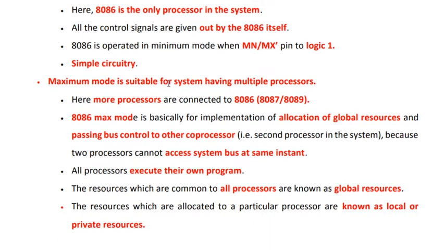Now maximum mode of 8086 basically allows for multi-programming or facilitates multiple programming. So this is the major distinction between minimum mode and maximum mode. Minimum mode refers to single processor mode, whereas maximum mode refers to multi-processor mode. In case of maximum mode, it is to be remembered that there has to be needful coordination between the various coprocessors for the use of global resources, because no two coprocessors can use a particular global resource at the same point in time.